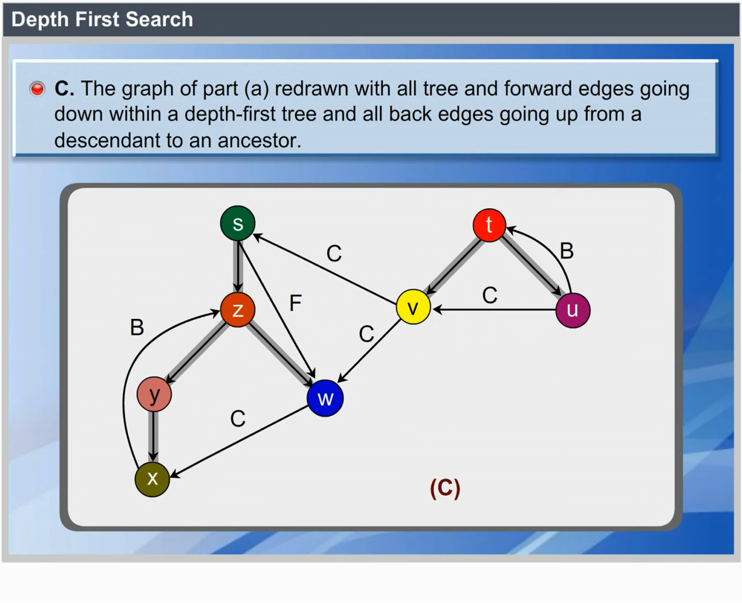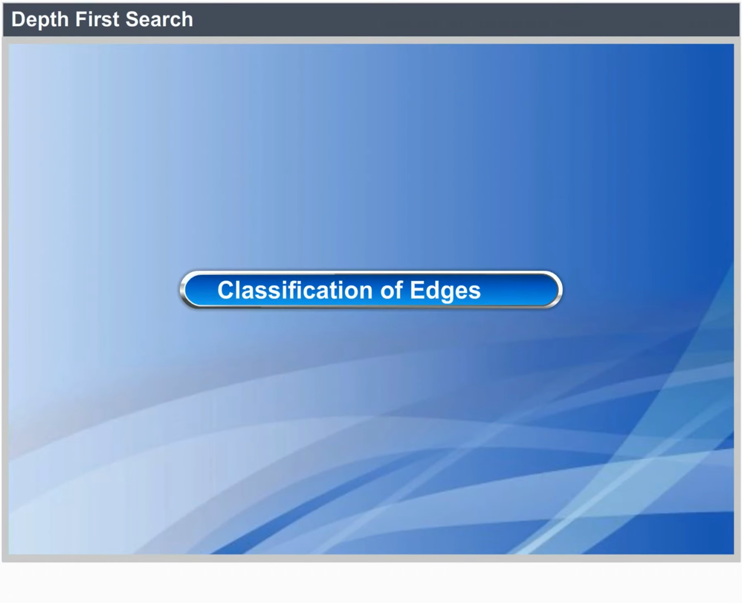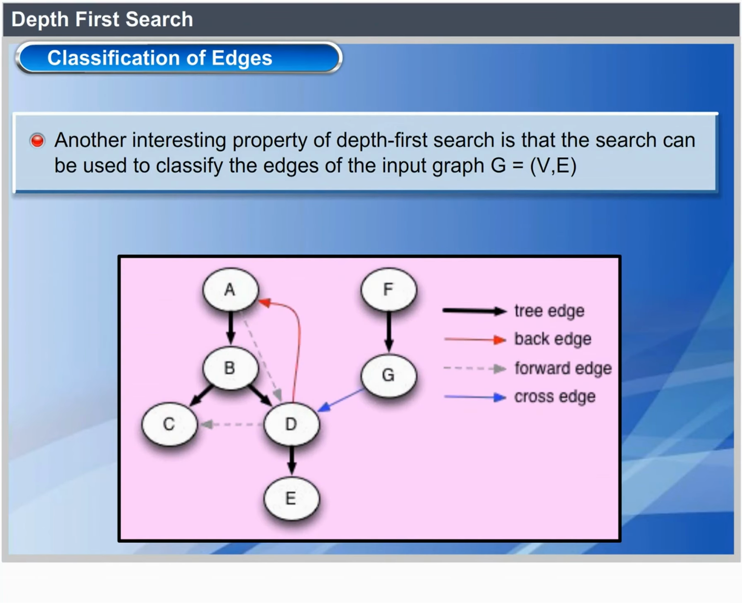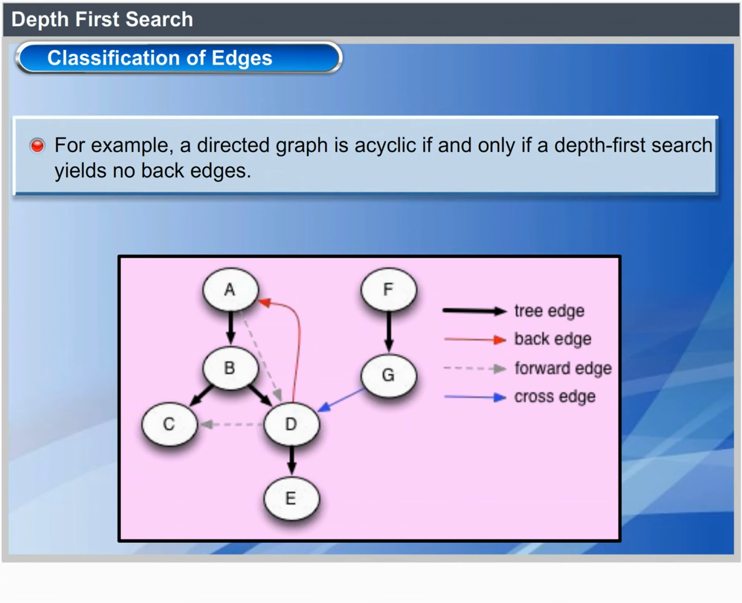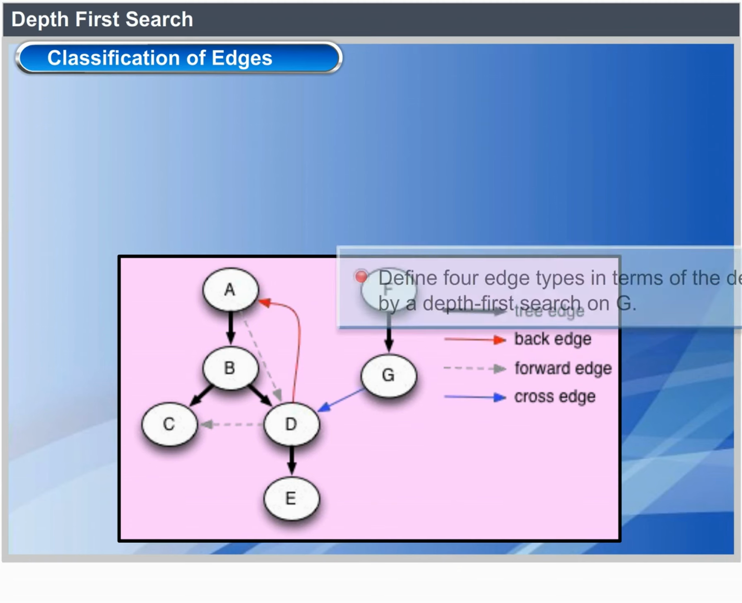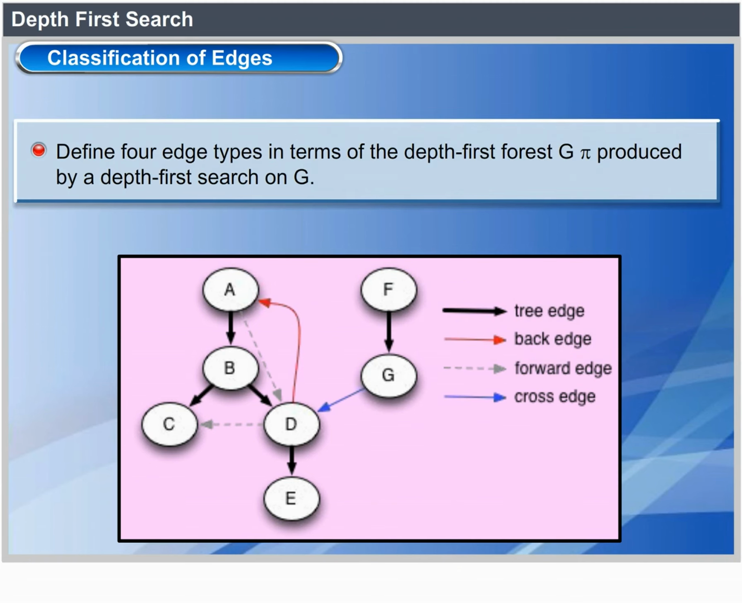Classification of edges. Another interesting property of depth-first search is that the search can be used to classify the edges of the input graph G equals V, E. The type of each edge can provide important information about a graph. For example, a directed graph is acyclic if and only if a depth-first search yields no back edges. Define 4 edge types in terms of the depth-first forest G pi produced by a depth-first search on G.